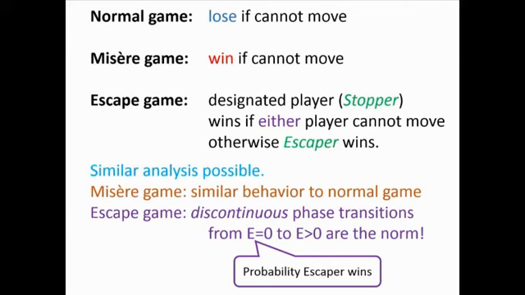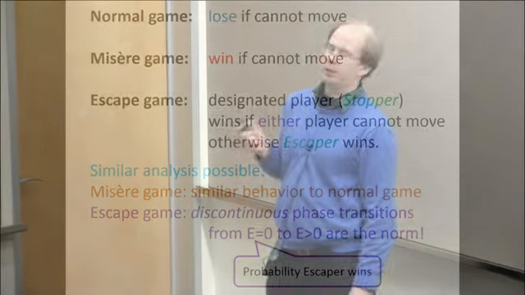So, okay, a couple of other things you can do. This was the normal game, which is where you lose if you cannot move. There's also what's called the misère game, where you just change the rules for winning. You say, if you cannot move, you win. And then there's also this sort of intermediate one, which we call the escape game, where you have one player called the stopper who is trying to make the game end with someone not able to move, and the escaper is trying to make it continue forever. So you can do similar things with these.